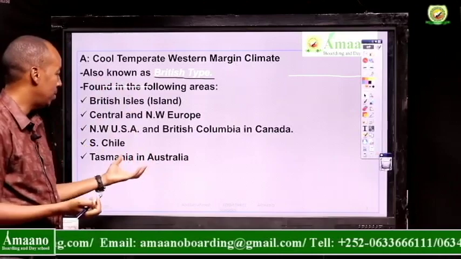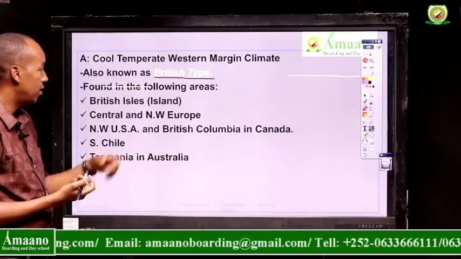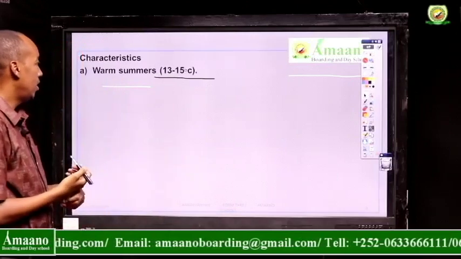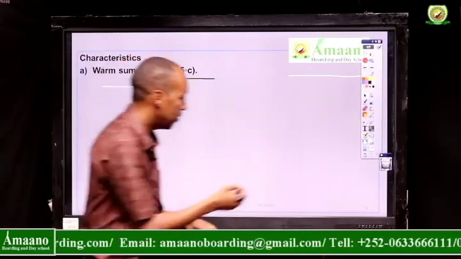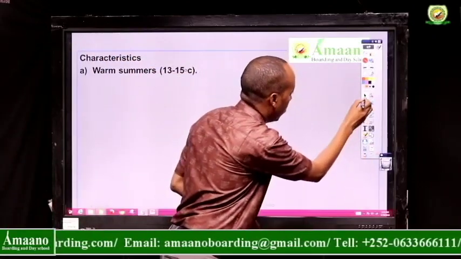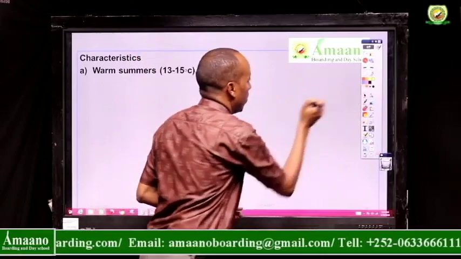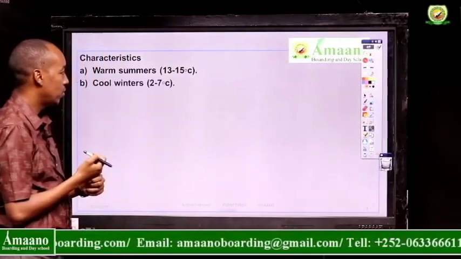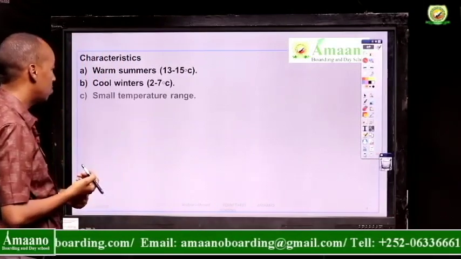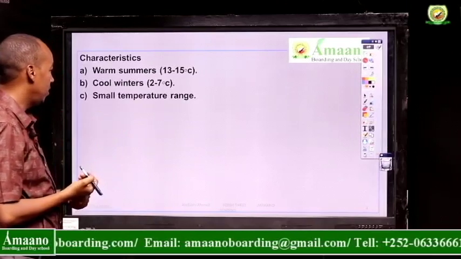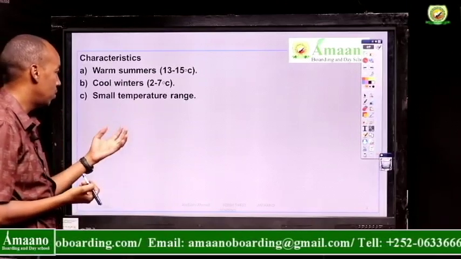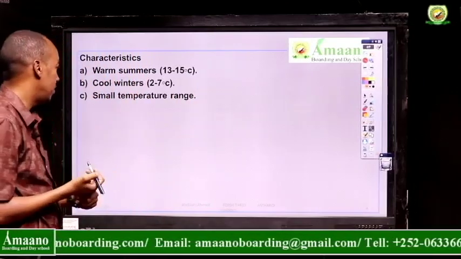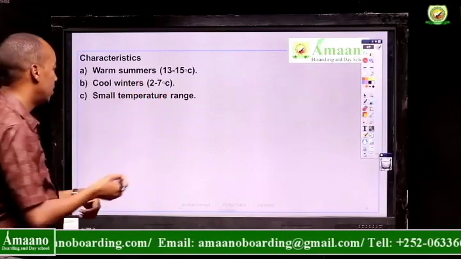So as a student you should be familiar with at least 2 different regions that experience this kind of climate. Okay, what are the characteristics of that area? Warm summers. The summers are warm. Warm summers, cool winters, 2 to 7 degrees Celsius, small temperature range. The difference in the temperature, the daily temperature, the night temperature and the day temperature, the difference is very small when you subtract.